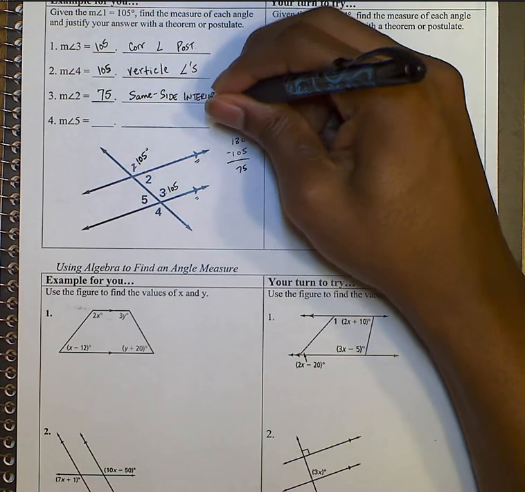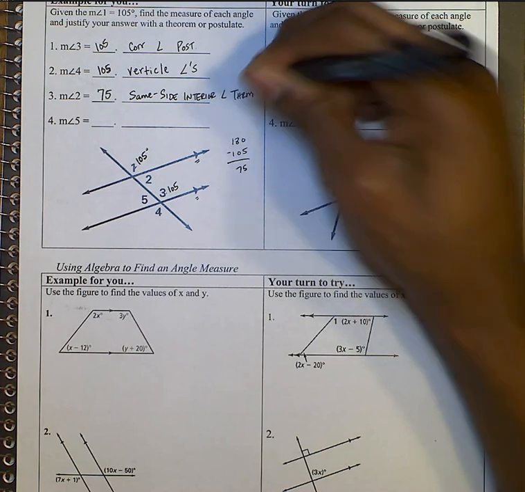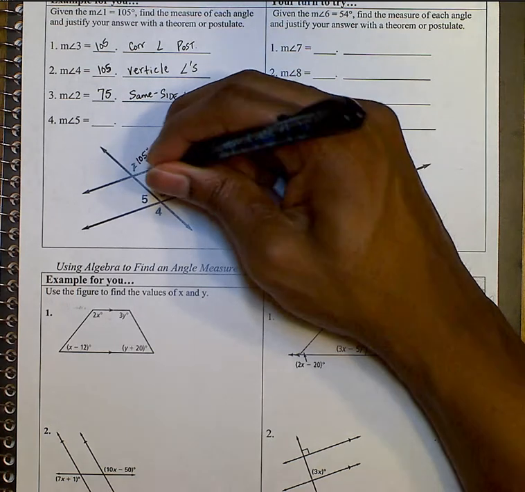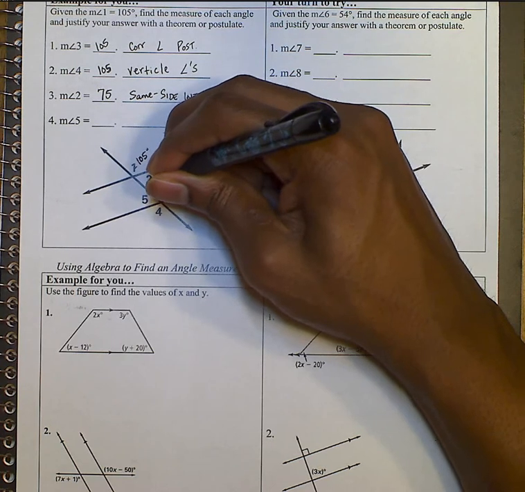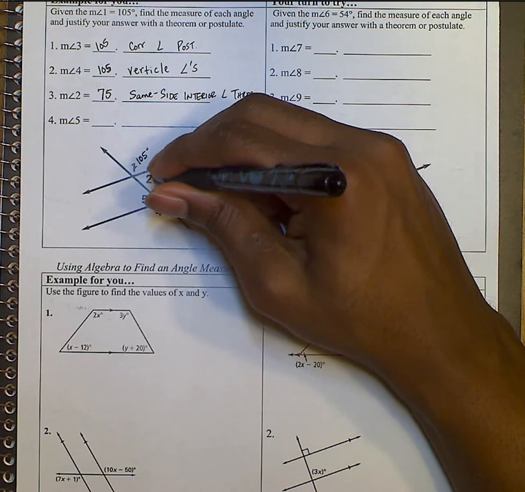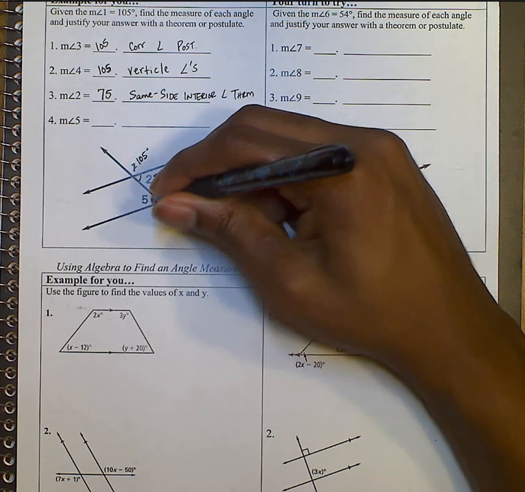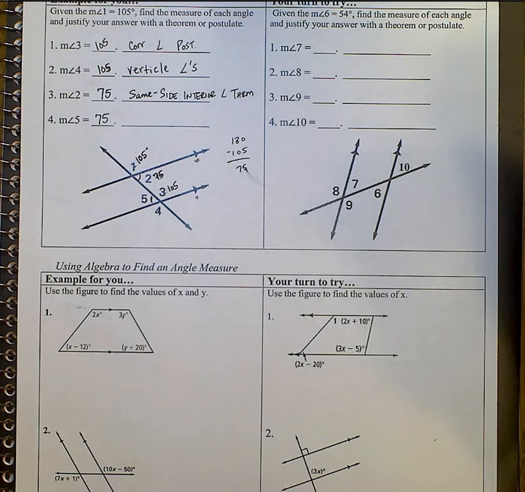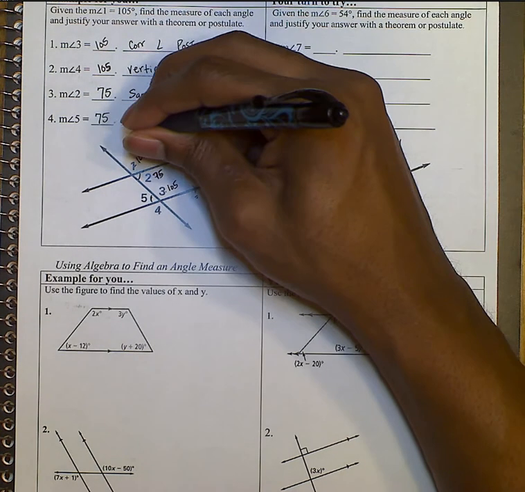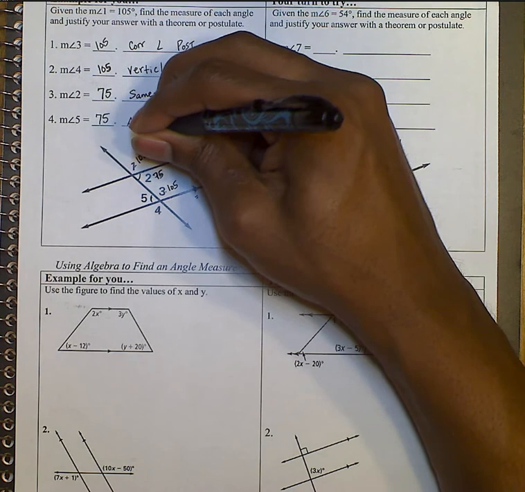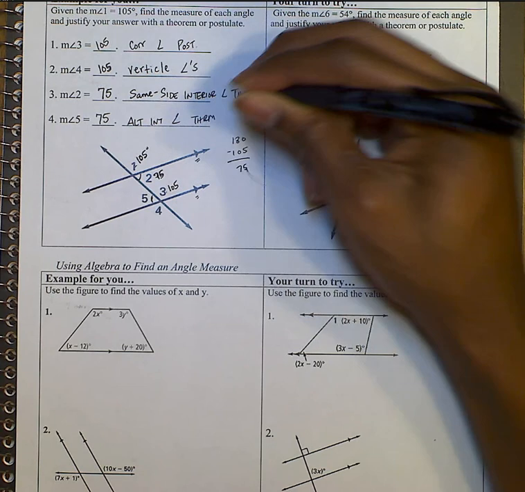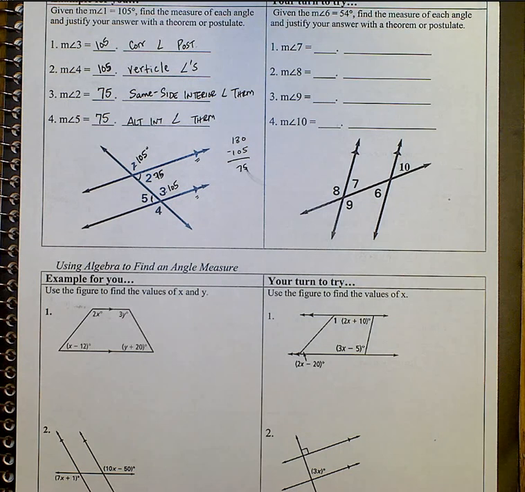I guess I should say same side interior angles theorem. I'll abbreviate more next time. Okay, so I'll write 75 here. And then the measure of angle 5: angle 2 is here, and angle 5 is its alternate interior angle, so it'll be the same. Alternate interior angles are congruent. So there we go. Those are all of our angles.